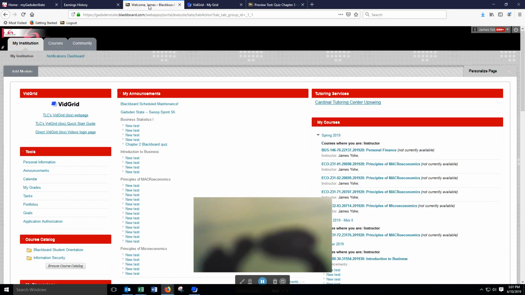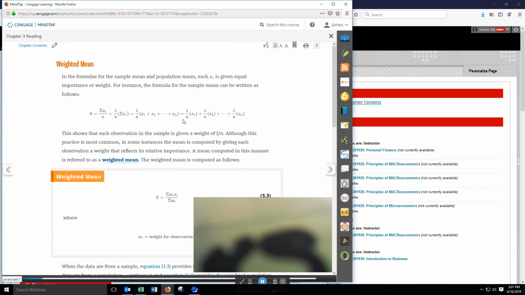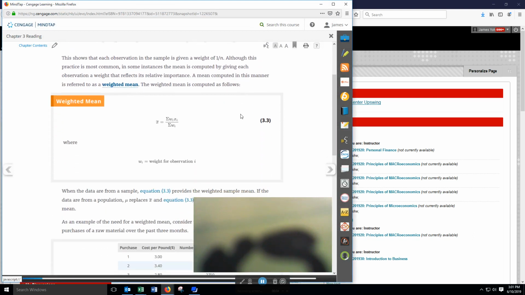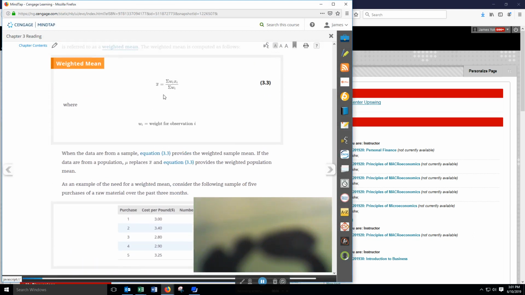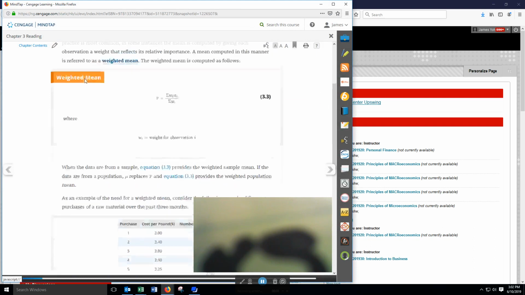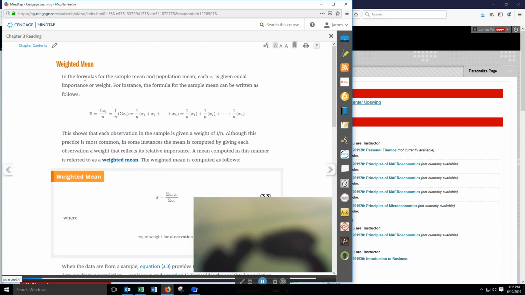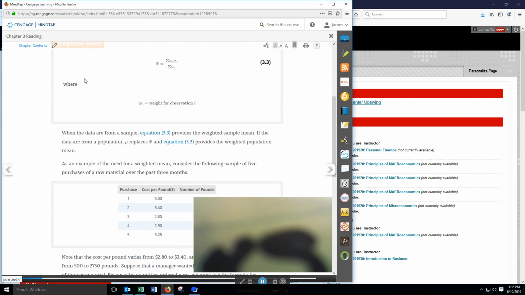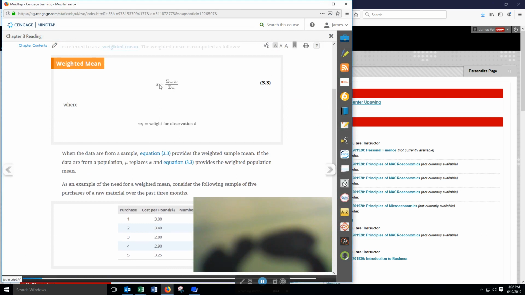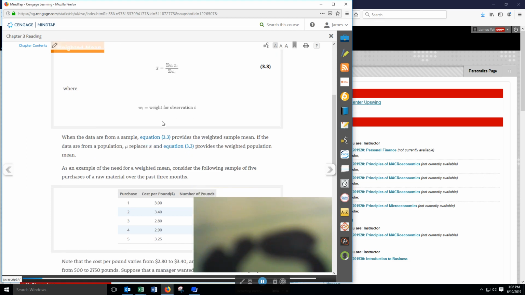First thing we'll do here is we'll go to Blackboard and we'll show you the equation. Now, when you have weighted data, the weighted mean, x bar, is equal to the sum of each weight times x sub i, summed up, divided by the sum of the weights.